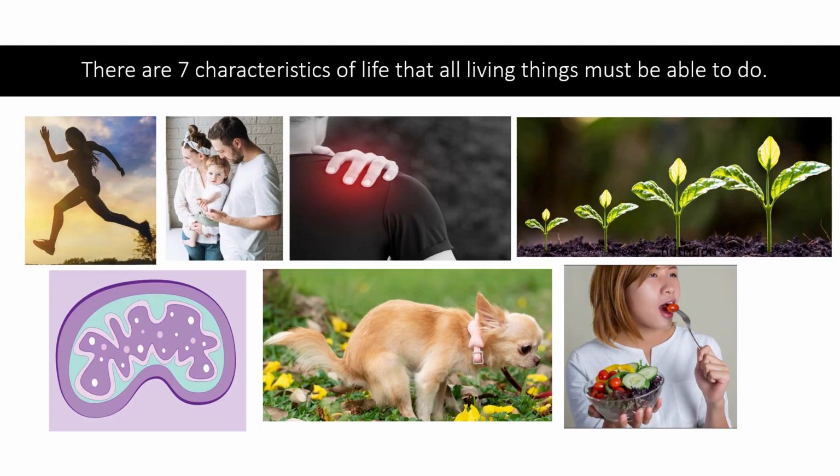Scientists say there are 7 characteristics of life that all living things must be able to do, and you need to learn all of these for your 13 plus exams. What's the woman doing in the first picture? Well, she's moving, and all living things can do movement. And in the second picture, this couple have had a baby. All living things should be able to reproduce.